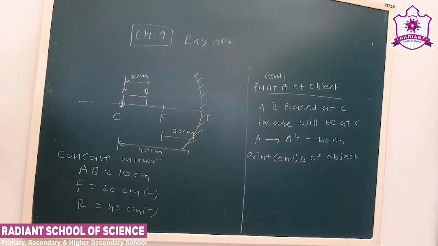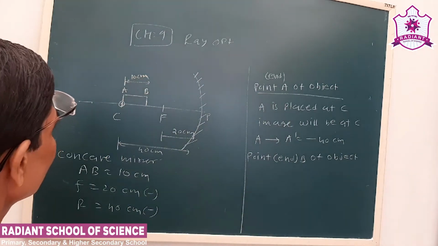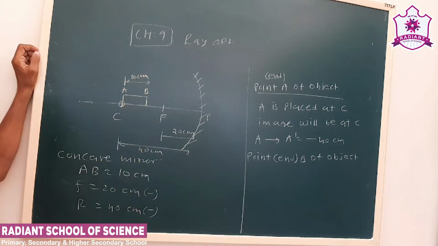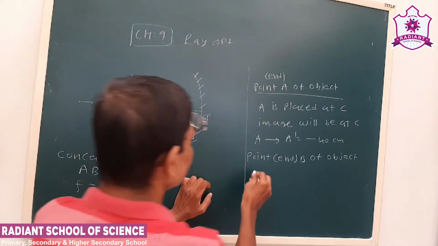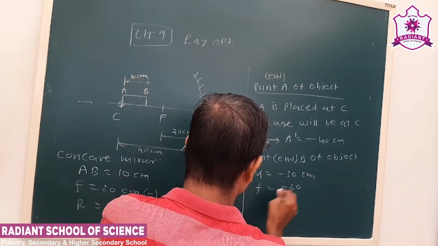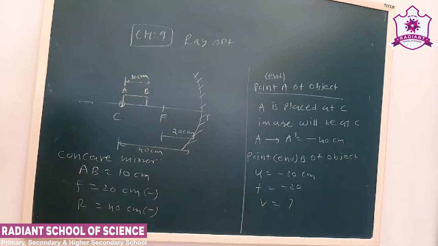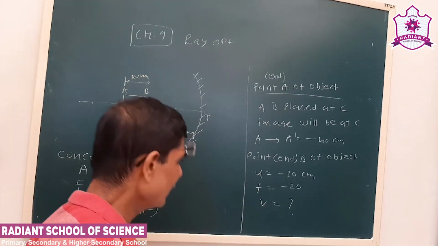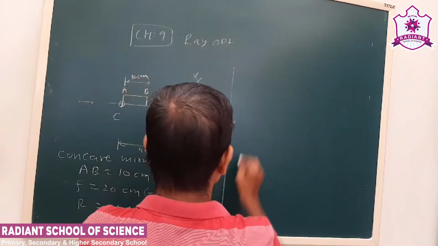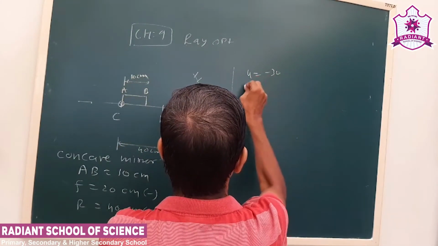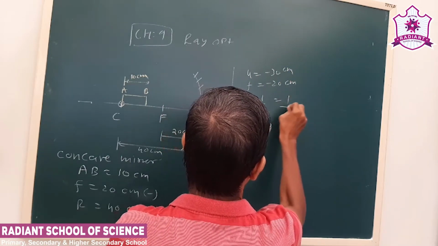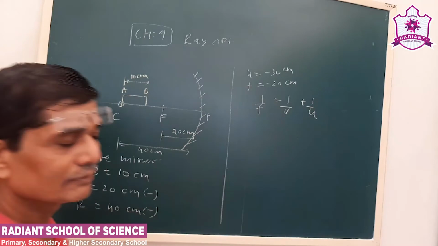Okay, now what is the distance of the point B from the pole of the mirror? See, total distance is 40. From this we have to subtract this 10 centimeter length. So u will be minus 30 centimeter. f is minus 20. v we have to find out. Okay, now we use the mirror formula. 1 by f is 1 by v plus 1 by u. See, that is our mirror formula.